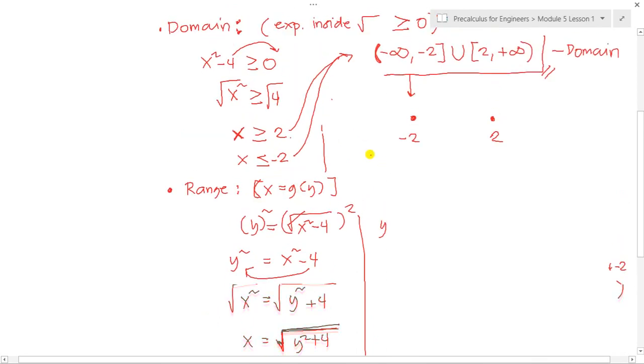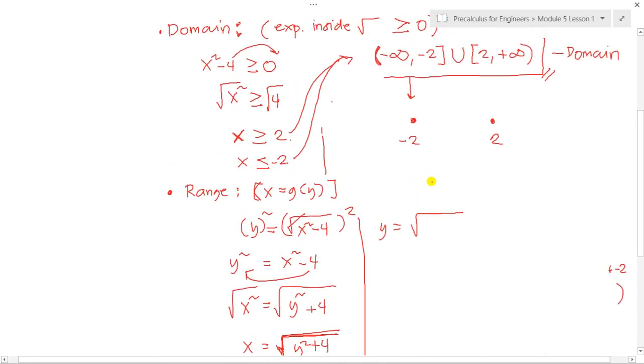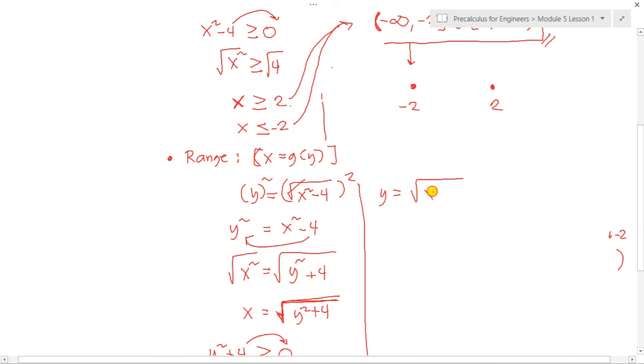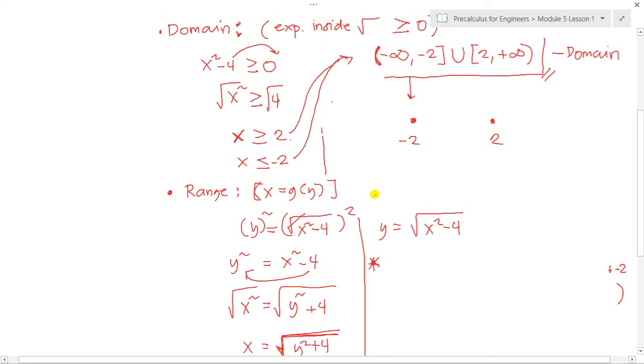You have y is equals to square root of x squared minus 4. So here, unsa pay uban method nga akong gihatag ninyo para makatest og range? So I hope nga naka-remember mo.